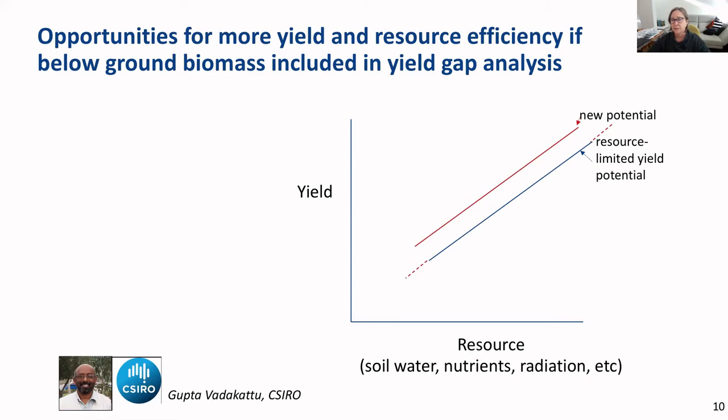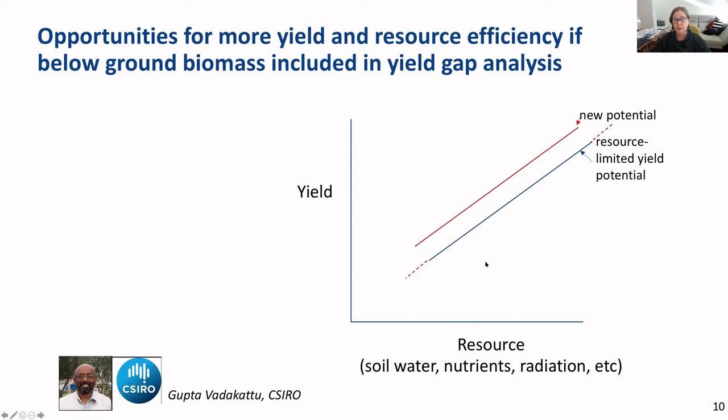So the way yield gaps are identified are by plotting the yield of different crops, or the same crop, or different varieties, different yields that are obtained against the resource that is supplied for those yields. And the resource can be things like soil, water, nutrients or fertilizer supply, the amount of radiation, even land area. And the result is a range of points on such a graph.